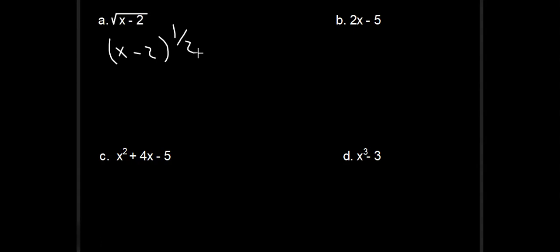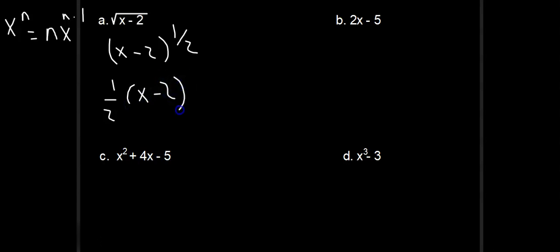It means I got a power. So if I got a power, don't forget this formula: x to the n is always n times x to the n minus 1. So I'm going to apply this formula. I'm going to bring this 1 over 2 down, so it became 1 over 2 times x minus 2. And I also have to subtract 1 from this exponent. When you subtract 1 from 1 over 2, you get minus 1 over 2. So it became minus 1 over 2.